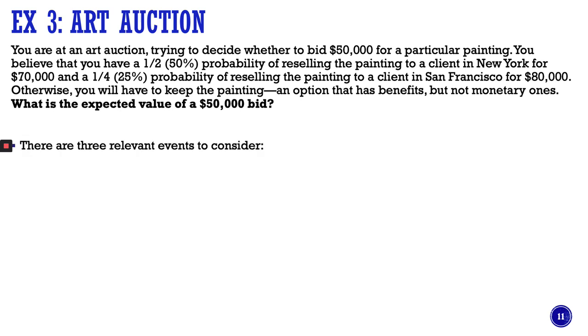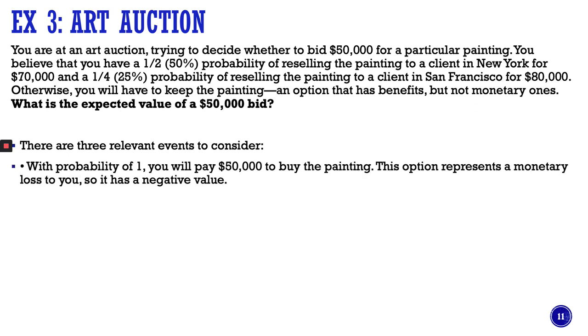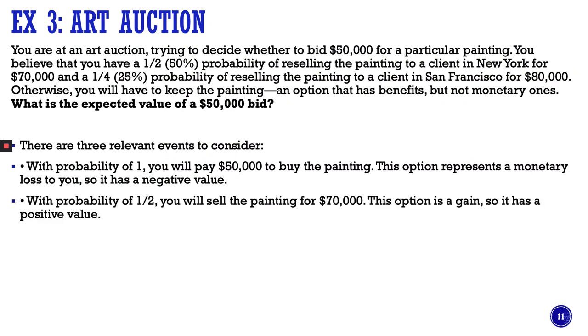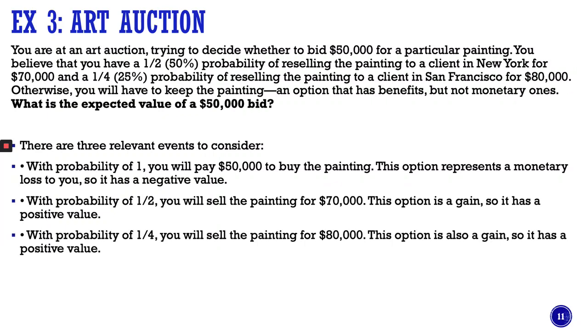Well, there are 3 relevant events to consider. With probability of 1, you pay $50,000 to buy the painting. This option represents a monetary loss to you, so it has a negative value. With the probability of 1 out of 2, you will sell the painting for $70,000. This option is a gain, so it has a positive value. With the probability of 1 out of 4, you will sell the painting for $80,000. This option is also a gain, so it also will have a positive value.